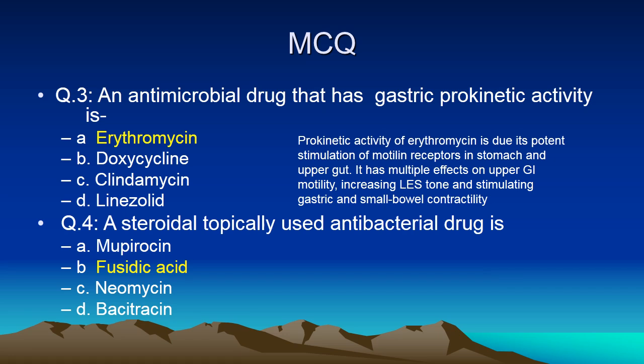Question 3: an antimicrobial drug that has gastric prokinetic activity. Erythromycin and, to some extent, other macrolides like azithromycin have prokinetic activity due to stimulation of motilin receptors in the stomach and upper gut.